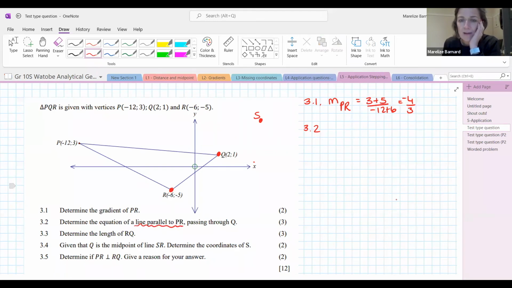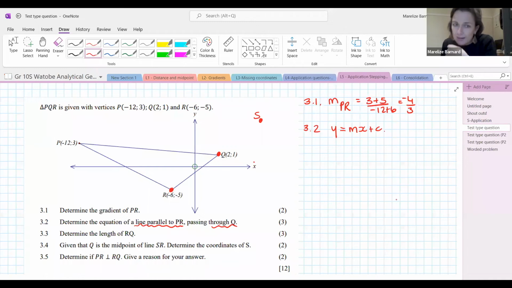The line is parallel to PR and it passes through point Q. Okay, Yenzi, while you type your question, I'm going to start. Here's the question: when calculating this, do we use the mx plus c? Yes, it's a straight line. That's exactly what you do. You use y equals mx plus c.